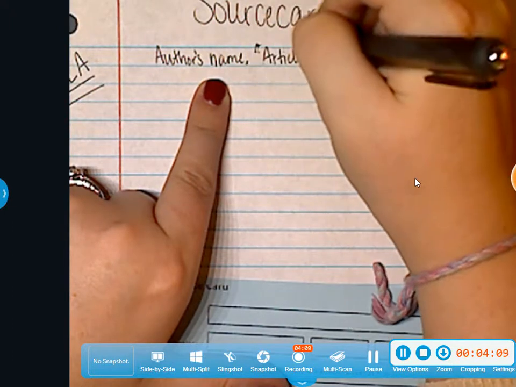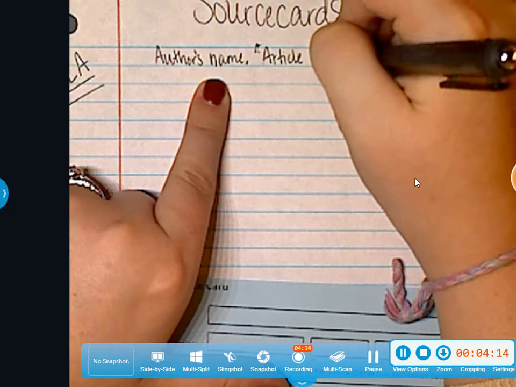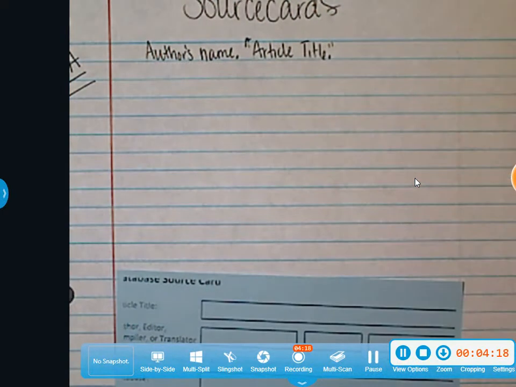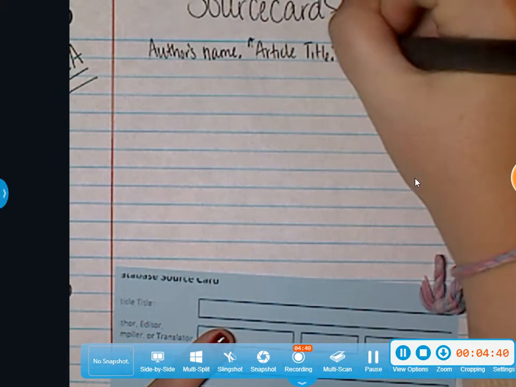So you will know that something is an article title if it has quotation marks around it, because that's always going to be how an article title will appear. It won't be in italics, it won't be underlined, it won't be bolded, it will just simply be in quotation marks. So if a citation starts with words that are in quotation marks, there's no author, which is pretty common sometimes.